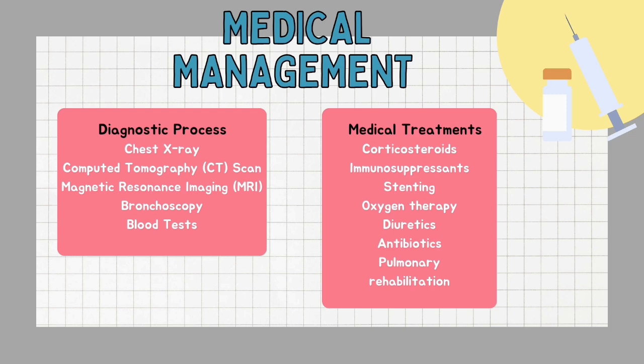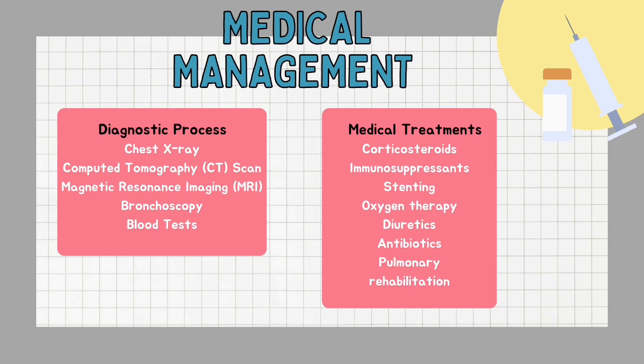Bronchoscopy. This procedure can be used to visualize the airways and to obtain tissue samples for biopsy. And lastly, the blood test. This may be used to rule out other conditions and to assess the patient's overall health. The medical treatments are the corticosteroids, immunosuppressants, stenting, oxygen therapy, diuretics, antibiotics, and pulmonary rehabilitation.